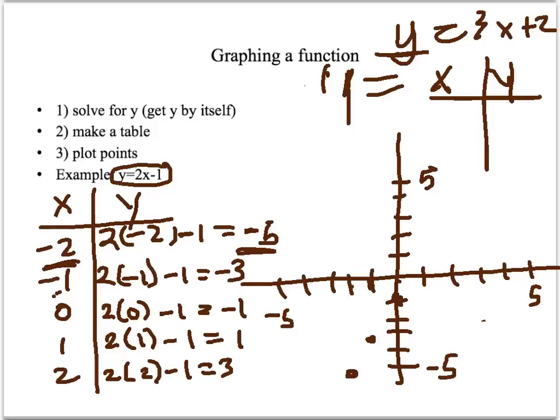And again, okay. So 0, negative 1. When x is 1, y is 1. I go, excuse me again, I go over 1, up 1. And then when x is 2, y is 3, so I go over to the right 2, and I go up 3. And there is my function.